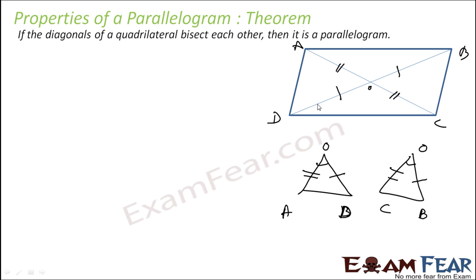Correct. And you can similarly prove BC is equal to CD by taking these two triangles as congruent. Thus opposite sides are equal. That means it is a parallelogram. That is one way of doing it.